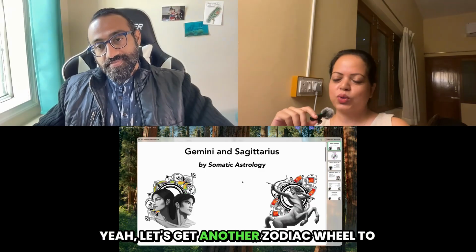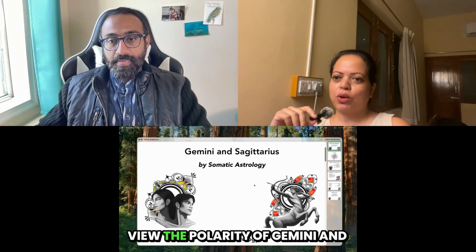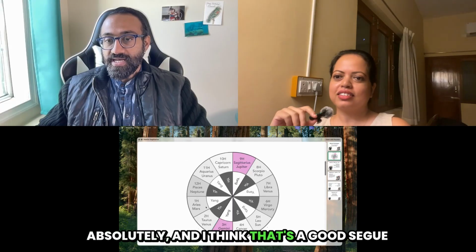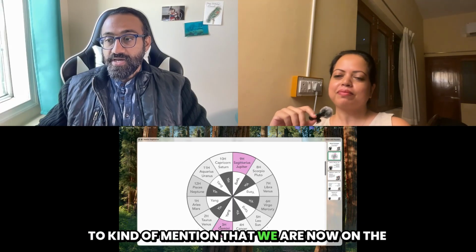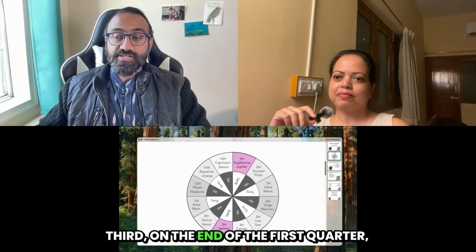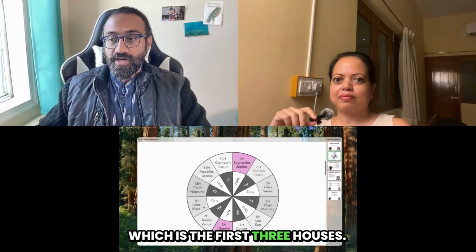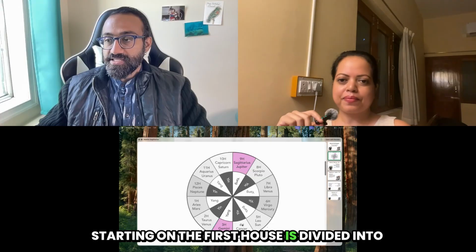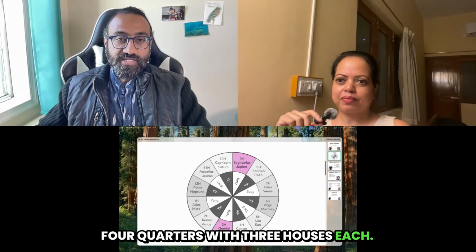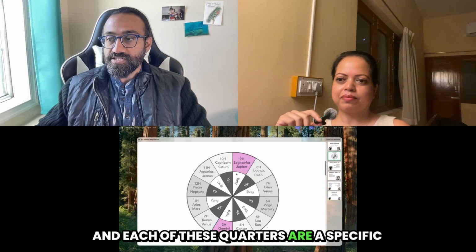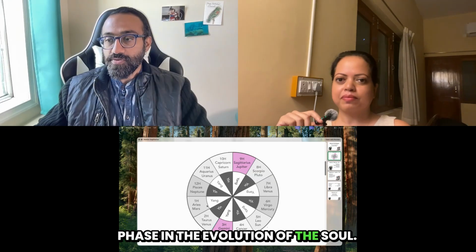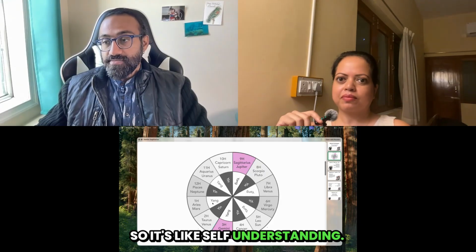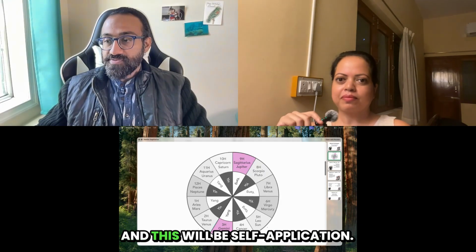Yeah, let's get into the zodiac wheel to view the polarity of Gemini and Sagittarius. Absolutely. And I think that's a good segue to mention that we are now on the end of the first quarter, which is the first three houses. As a refresher, the zodiac wheel starting on the first house is divided into four quarters with three houses each. And each of these quarters is a specific phase in the evolution of the soul. And this has been when the soul is learning about itself, so it's like self-understanding, and this will be self-application.